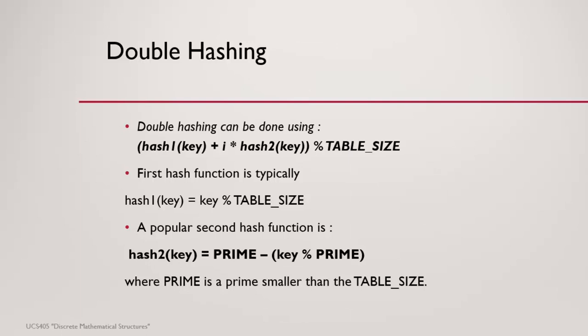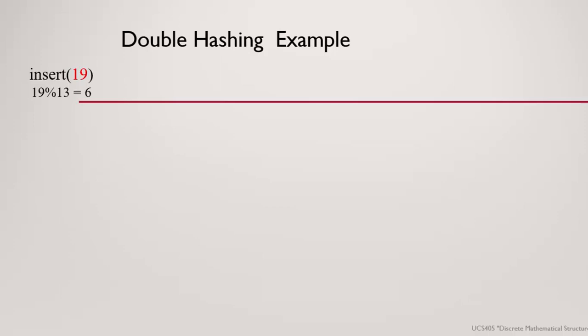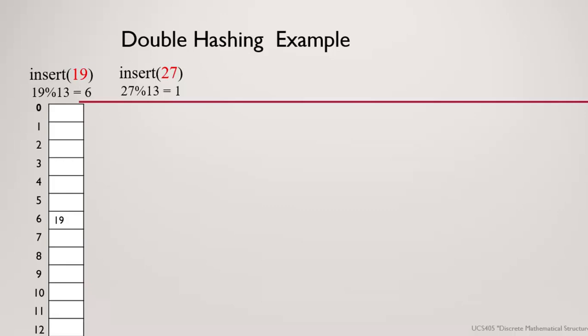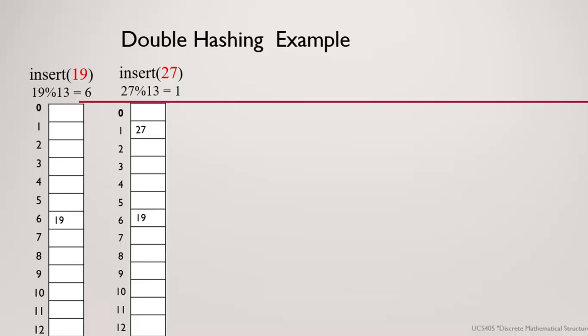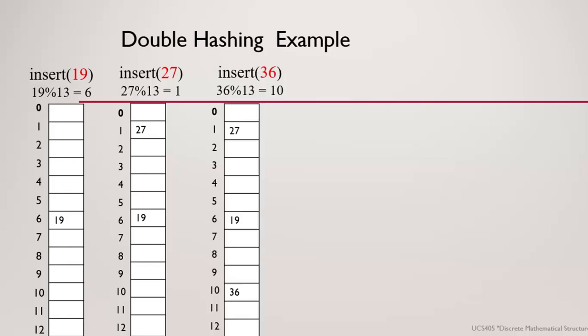Last is double hashing. In case of double hashing, we have a second hash function, which is prime minus (key mod prime), where prime is a prime number smaller than the table size, and we use double hashing by this formula: (hash1 of key plus i times hash2 of key) mod table size. Like, we have the hash function key mod 13 and we want to insert 19. 19 will be inserted at index 6. Similarly, 27 will be inserted at index 1. 36 will be inserted at index 10. There is no collision, so there is no issue till now.